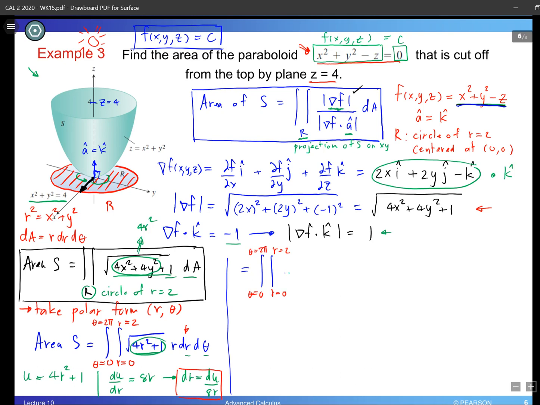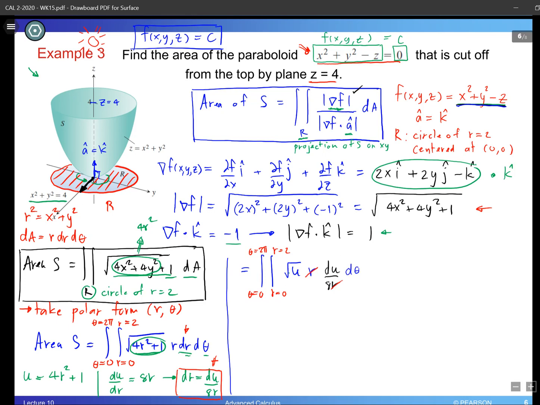Okay, we have the square root of u here, and we still have r, and with this dr right here, we put this in: dr equals du over 8r. So let's use that, dr equals du divided by 8r. And we still have this d theta, so let's put it there. Maybe we got lucky, these two r's cancel each other, so let's do that. r right here and r right here.